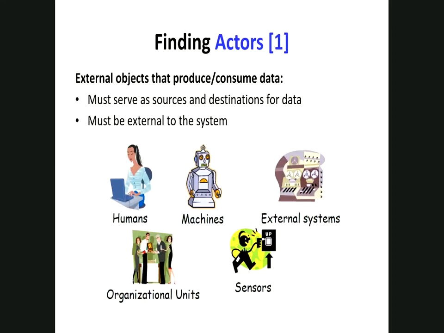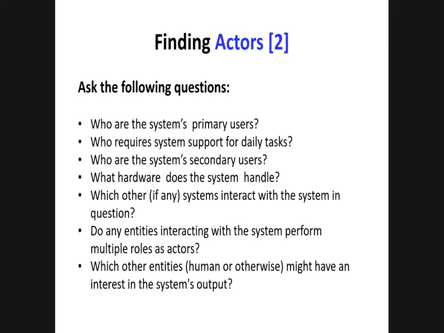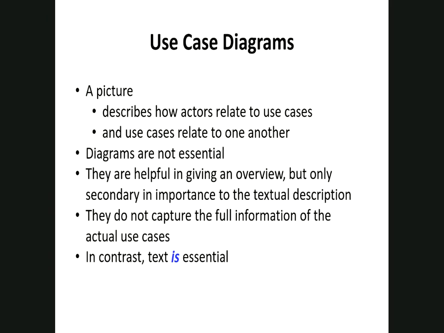Now, look here, I have given you an example of actors. An actor can be a human being, a machine, or any external system, organizational unit or sensor, as I told you. Now, how do you find actors and all these things? I think all this has already been covered in your theoretical part, so I will go to those parts which are required for solving the sheet in the tutorial session.